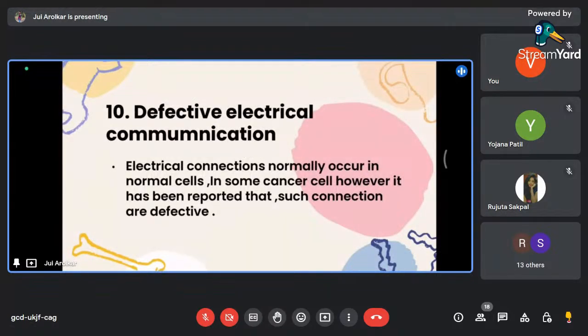The tenth property is defective electrical communication. Electrical connections normally occur in normal cells. In some cancer cells, however, it has been reported that such connections are defective.